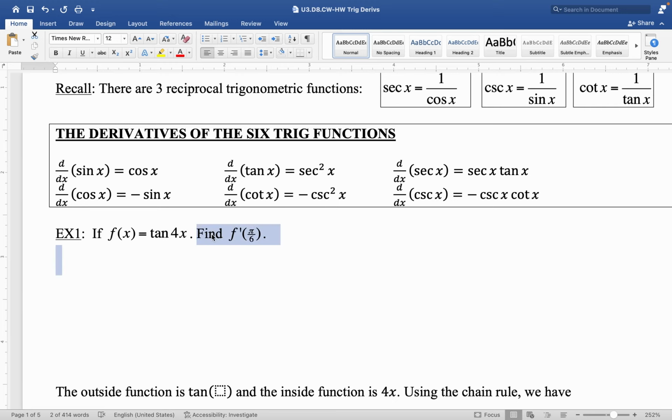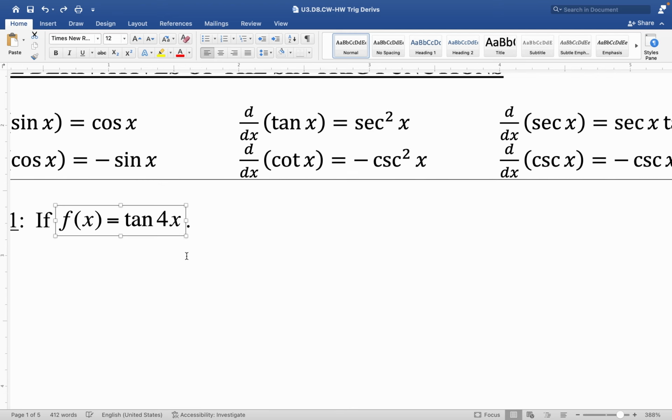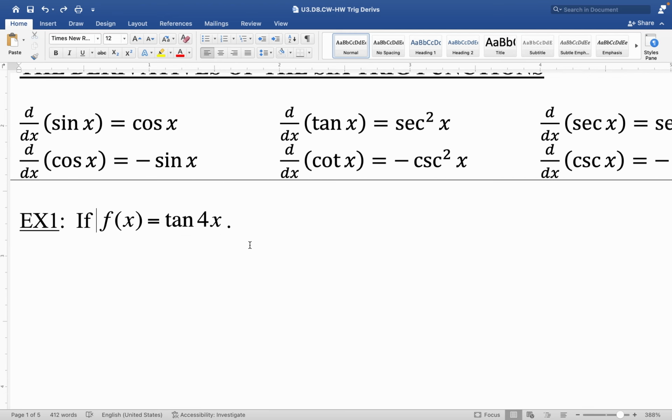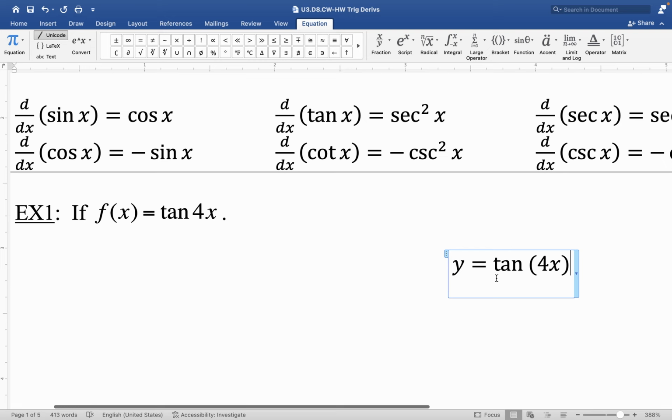I want to find the derivative at pi over 6. So let's find the derivative of this function right here. As you've sort of noticed on some of these worksheets, people are not super good about writing their parentheses on trig functions. So just to be clear, that function means tangent of 4x. It doesn't mean something weird like tangent of 4 times x. That's what this guy means. So we want to take the derivative of this thing.